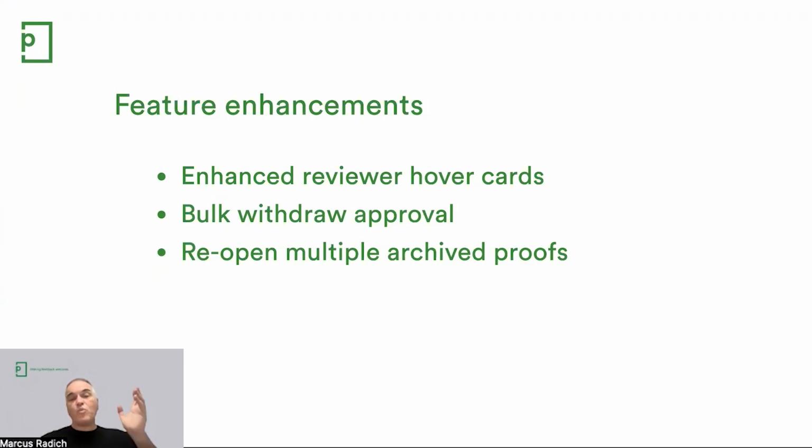And a couple of bulk features have been enhanced as well. So you want to withdraw the approval on multiple proofs. If someone's approved 20 proofs and you're like, oh no, actually they shouldn't have, you can now bulk undo that approval across multiple proofs. So that's really good. And then reopening multiple archived proofs. You might have archived 10 proofs and you're like, oh, actually I want them back into production. So now you can multi-select them and unarchive them all at once. So some really great uses there.